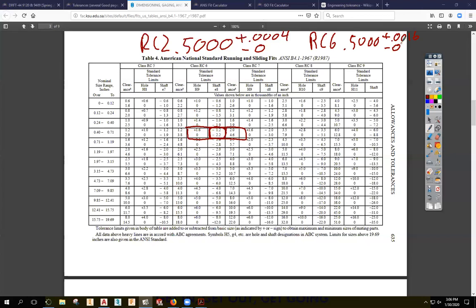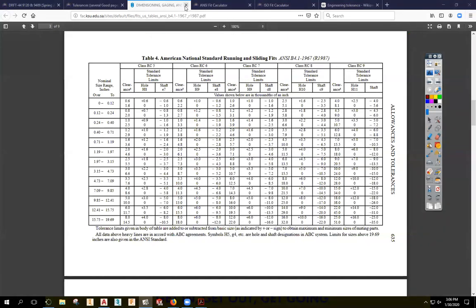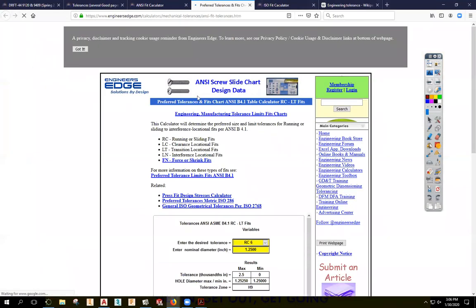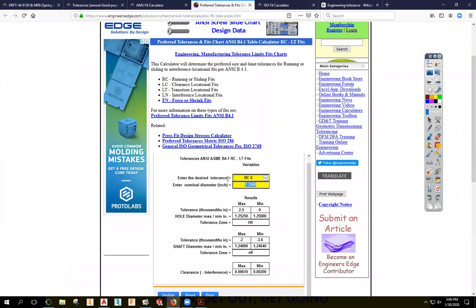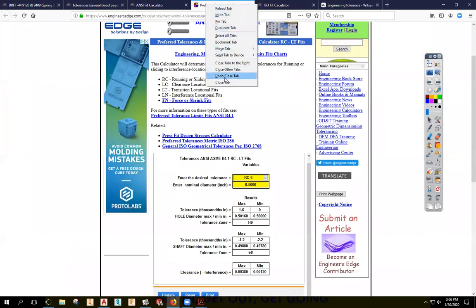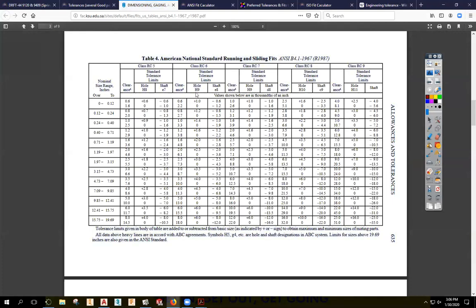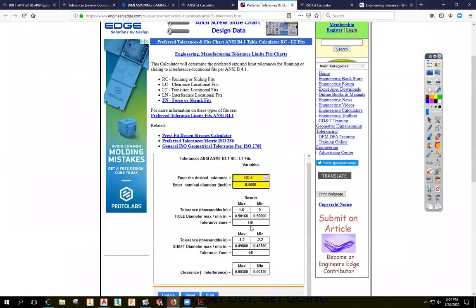So if you're at work, you have to do something like this, you'd use the table, you look it up. Better thing to do though would be to bookmark this calculator, and I can say RC6 0.5, and it tells me right there 0.5016 to 0.5. And it also tells me that that is an H9 fit, which was the same as, oops. So RC6 H9 E8. That H9 E8, that's the ISO fit. They line up with each other. Okay. This tells me the minimum and maximum hole size, the tolerance, and then down here it tells me the minimum and maximum clearance between the two parts.